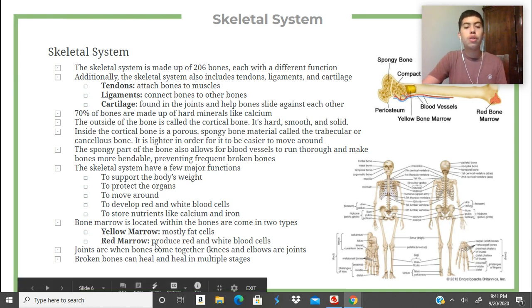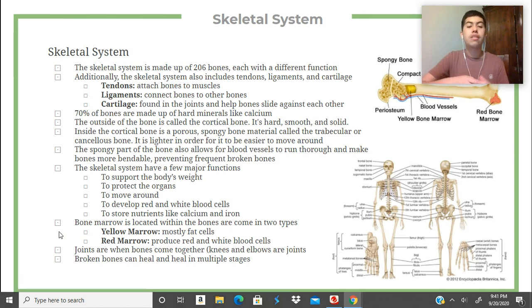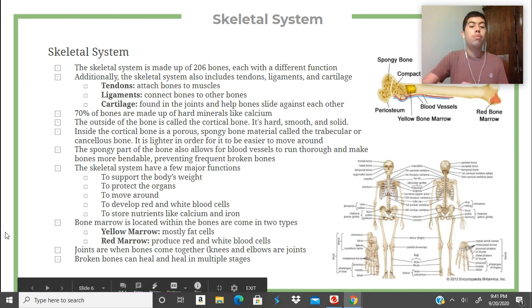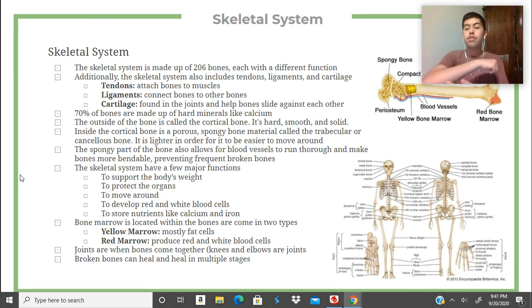And then bone marrow is located within the bones and comes in two types. You have yellow marrow, which is mostly just fat cells, and then red marrow, which is important because it produces red and white blood cells. And that's very, very important for the body. And then we have joints, which are when bones come together, such as your knees or your elbows. So this is a joint right here. I can bend my elbow back and forth, and that's where cartilage comes into play to help the bones slide against each other, so they don't grind against each other and damage the bone.